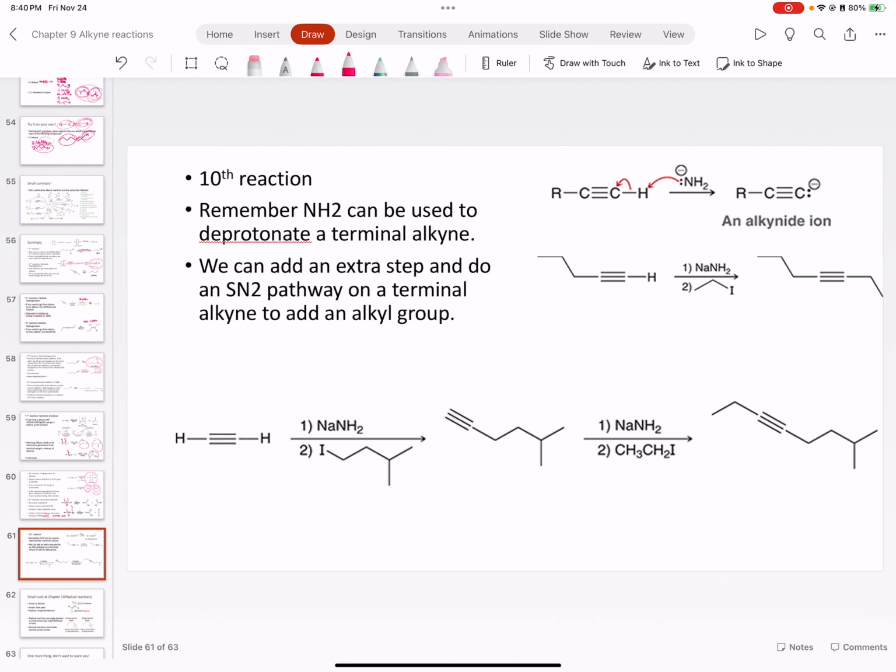Tenth reaction. Remember that NH2- can be used to deprotonate a terminal alkyne. We can add an extra step and do an SN2 pathway on the terminal alkyne to add an alkyl group. This is what we recently did. NH2- is a strong base. It's going to take a proton away from the triple bond carbon. Then with that we can add a new alkyl group across that triple bond.